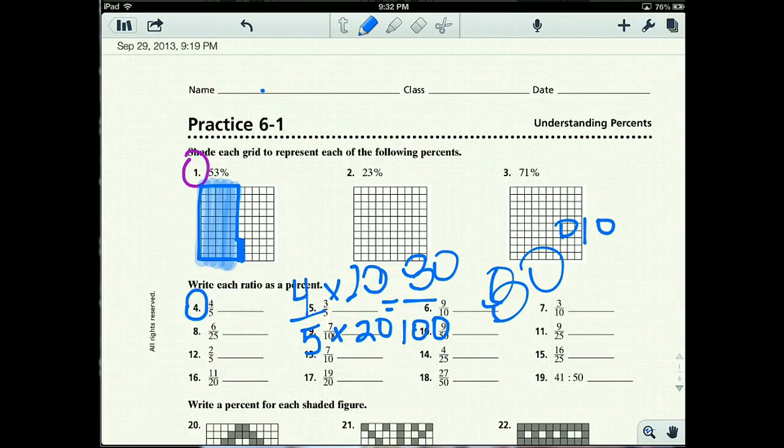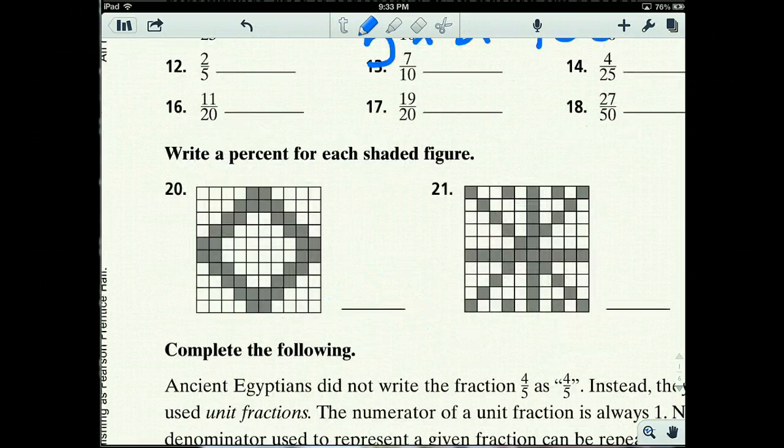If you're not getting any of these, I want you to pause the video, rewind it, and watch it again to see where you're not understanding, and write down any questions that you might have for me. Last problem I want you to try, guys, is number 20. So it says write a percent for each shaded figure. To do so, we have to count how many squares we have shaded in, and then we'll be able to find the percent. So go ahead and try it, pause the video, and I will give you the answer in a little bit.